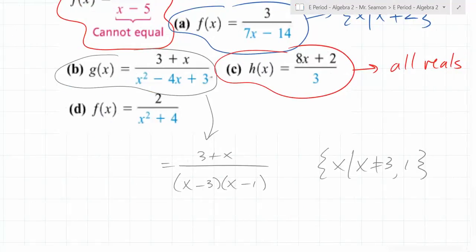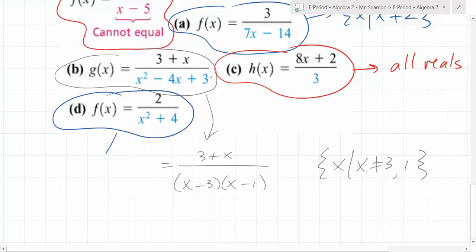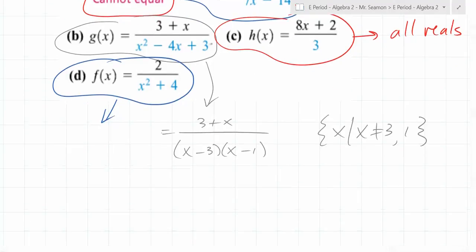Okay, here's one that's a little bit more challenging. What about this one right here? First of all, is that a rational function? Yep. What's the domain of that one? Yeah, all real numbers besides 2. You sure? Can you plug in 2? Well, isn't it x squared plus 4? What's 2 squared? What's 4 plus 4? So when you plug in 2, you get 2 over 8. So can you plug in 2?